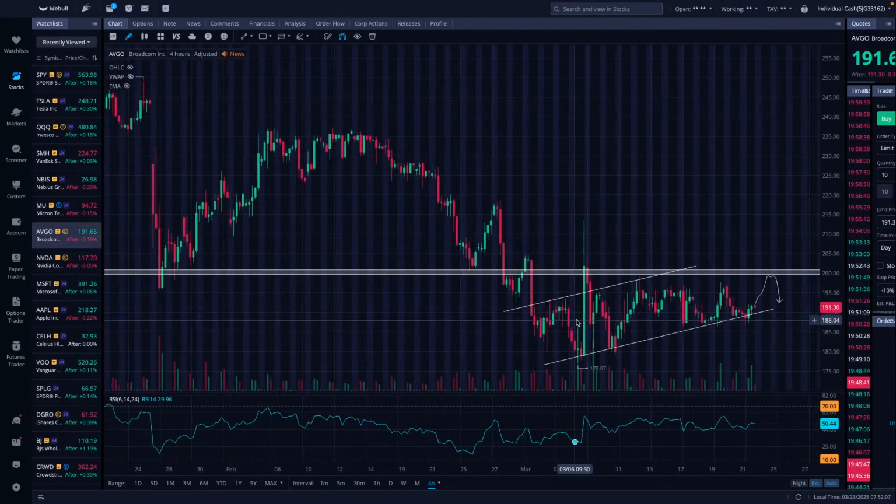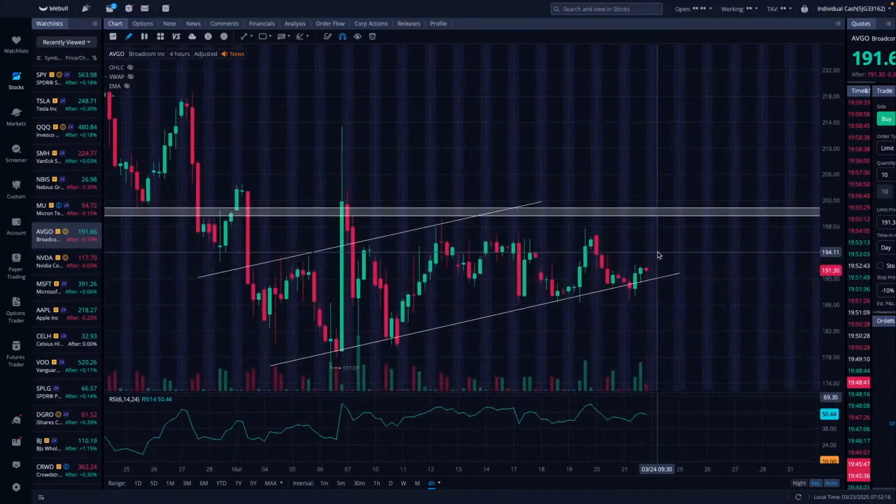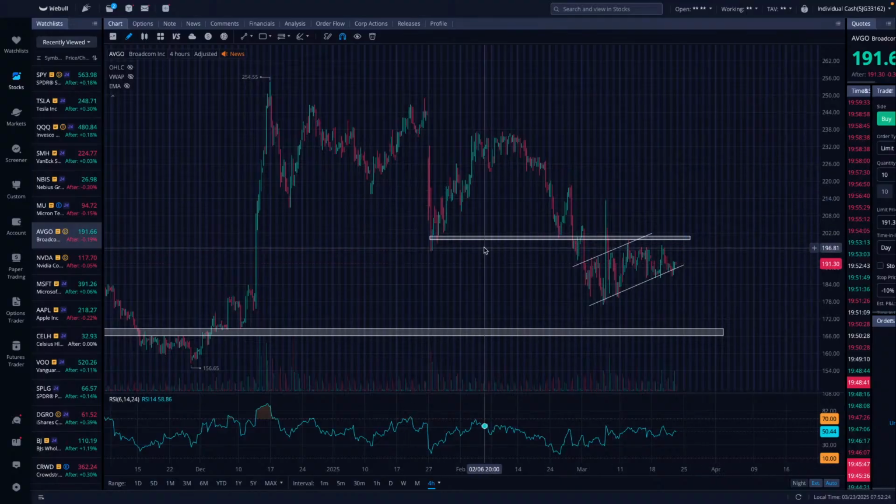AVGO is still forming this major bear flag right here. We're going to see, are we going to break out of this finally? Are we going to get to the $200 support level? You can see that right here is the resistance at $200 per share. It's kind of obvious right here. We'll just put that right there. You have a touch here, and now we are trading here.